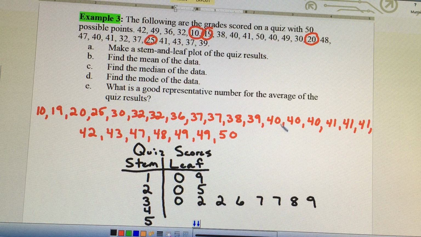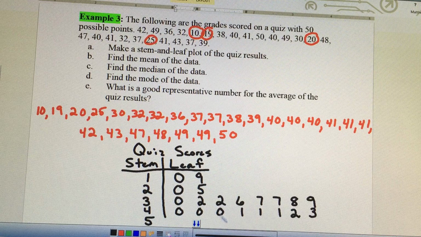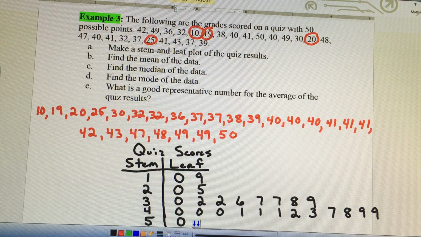We had a bunch of scores in the 40s. See right here, 40, 40, 40, and then 41, 41, 41. I'm going to list 0, 0, 0 for all of those 40s, and 1, 1, 1 for all of those 41s. I've got some other numbers in the 40s as well, like 42, 43. Again, notice how I'm lining them all up. Nice clean columns. 47, 48, and I've got two 49s. And then the last stem of 5 only has one leaf of 0, for 50. That was the student that got the perfect score.